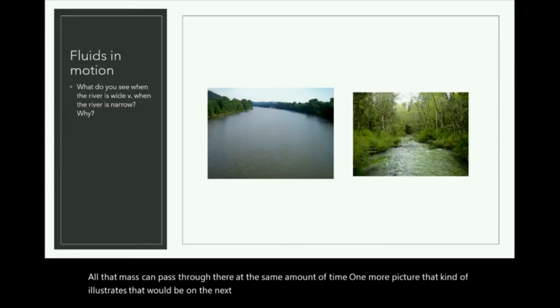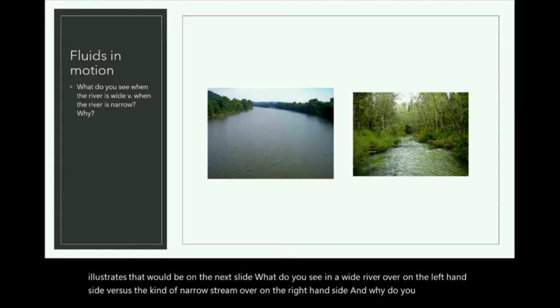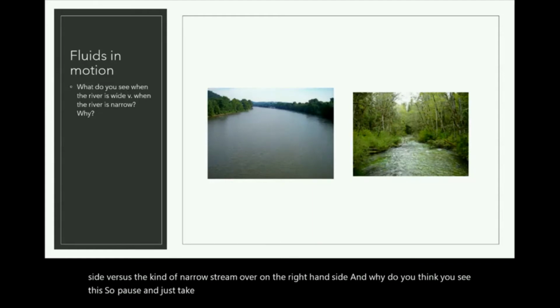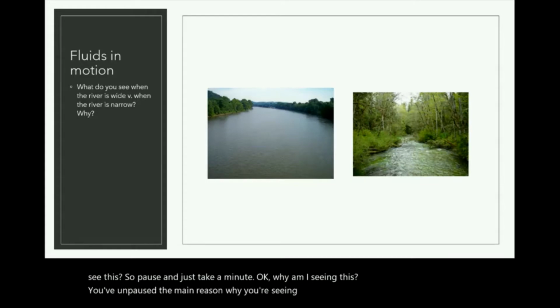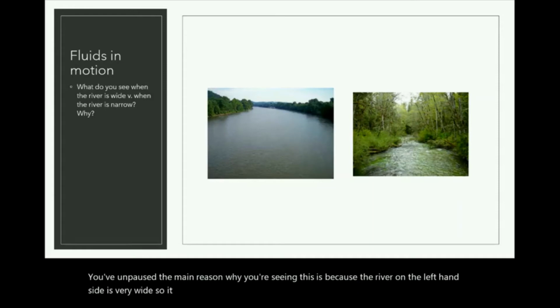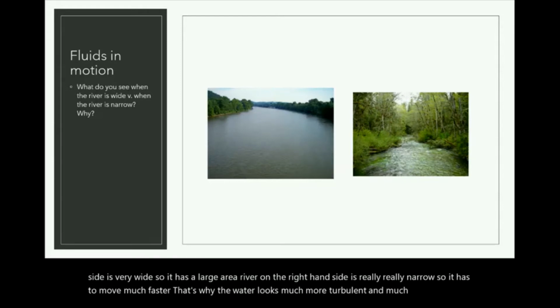What do you see in a wide river on the left-hand side versus the narrow stream on the right-hand side? And why do you think you see this? So pause and take a minute and ask, why am I seeing this? Okay, now that you've unpaused, the main reason is that the river on the left-hand side is very wide, so it has a large area. The river on the right-hand side is really narrow, so the water has to move much faster. That's why the water looks much more turbulent and swift in the picture on the right-hand side.